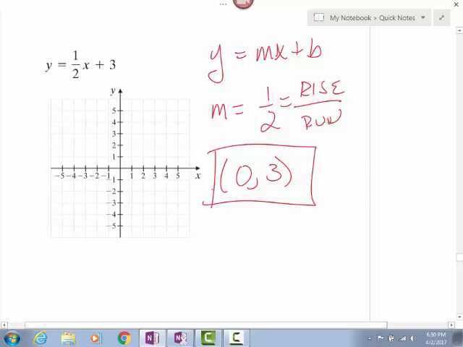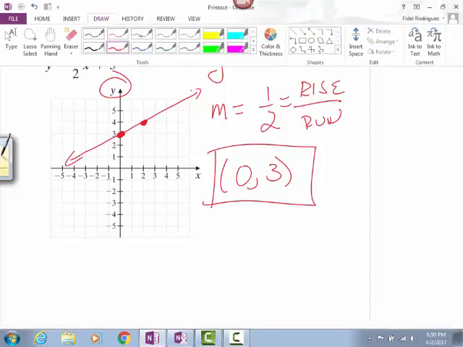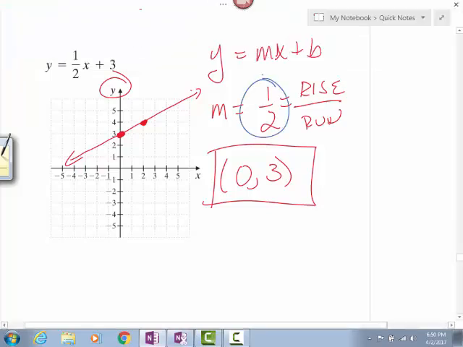Okay, so I'm first going to find my point 0, 3. Since this is the y-intercept, that first point is always going to fall on the y-axis. So I'm going to go up to 3. So here's my first point. Now, since my slope is 1/2, and we call the slope the rise over the run, that means I'm going to rise 1 spot, and I'm going to run 2 spaces to the right. And there's my line. Again, I want you to notice something here. My slope is positive, and our line is moving upward, right?